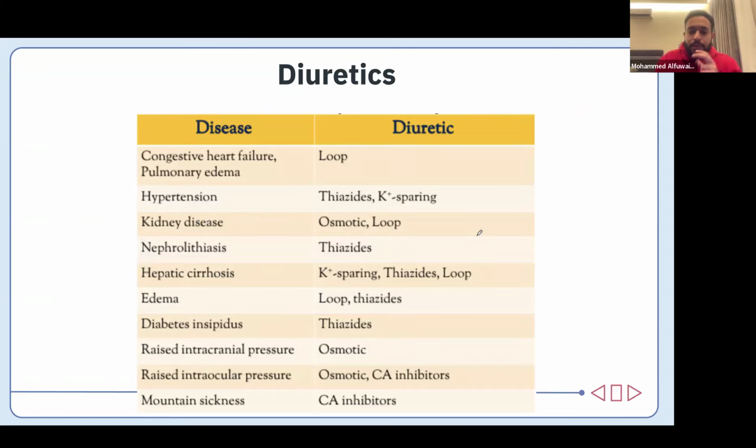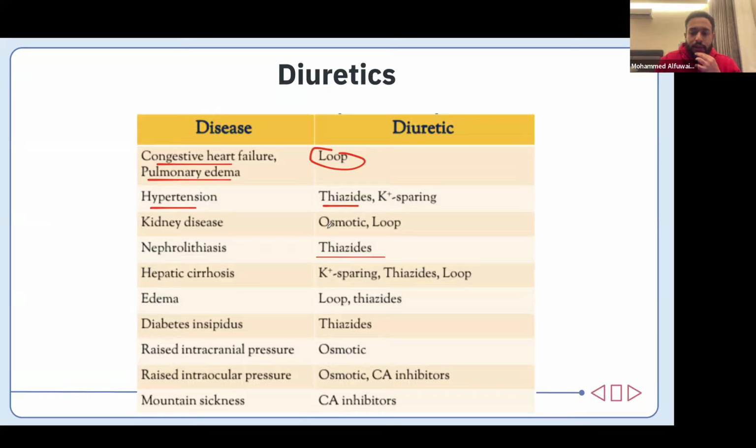What is important is knowing when to use certain medications. So for congestive heart failure and pulmonary edema, we use loop diuretics to quickly remove the fluid volume. Hypertension, thiazides, as I mentioned, are a cornerstone drug for the treatment of hypertension. Potassium-sparing diuretics, usually later in the treatment of hypertension. Kidney disease, use osmotic or loop. Nephrolithiasis, as I said, because thiazides inhibit calcium excretion and cause reabsorption, we give thiazides for nephrolithiasis.